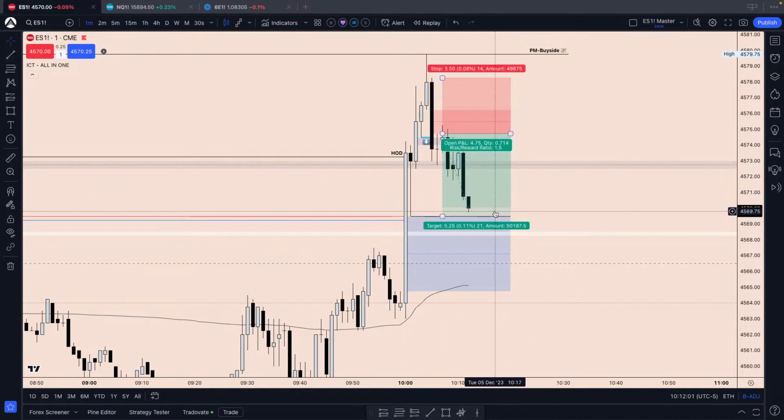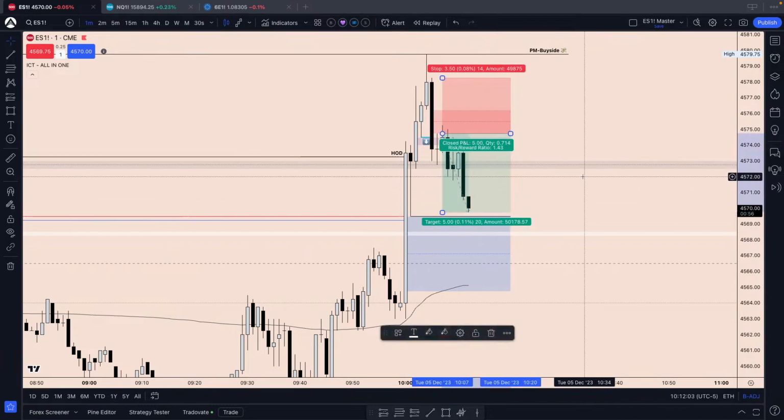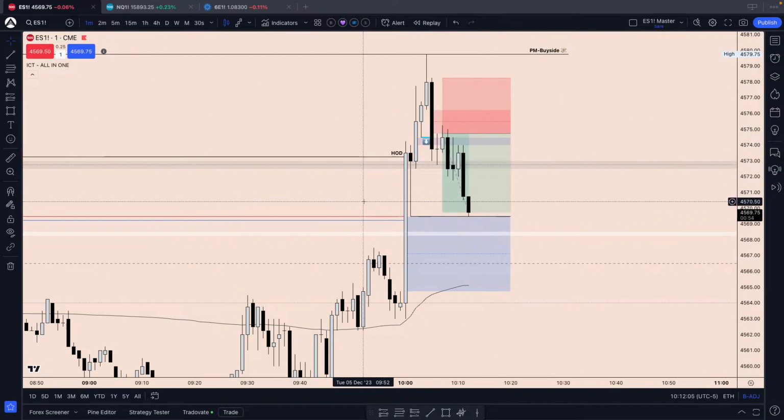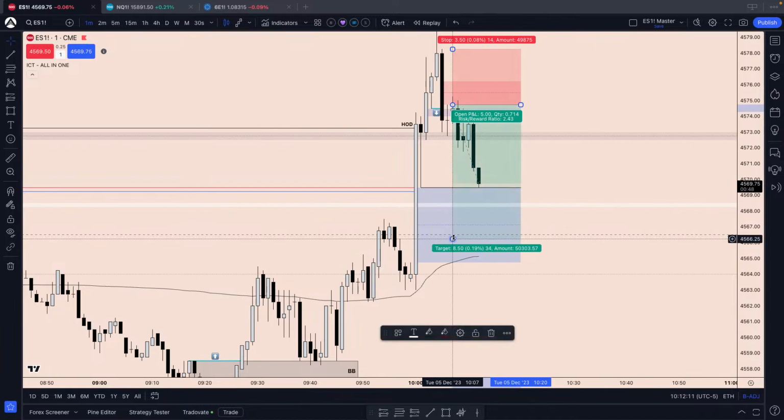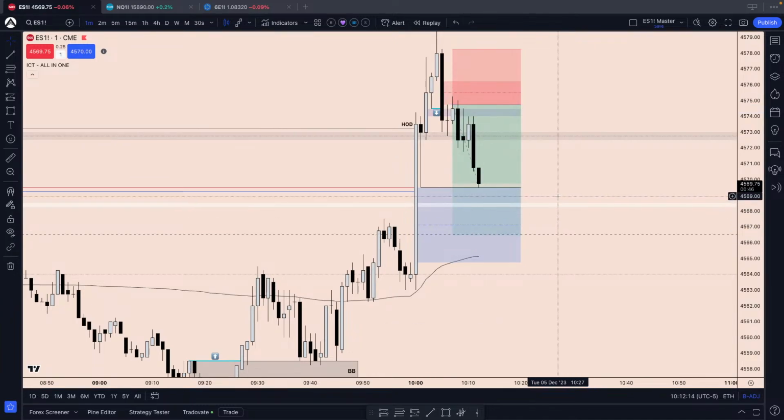Close below the new day opening gap. 5-point target would have been hit. Done. Now let's see how deep we can retrace. We have 2 more minutes on a 15-minute candle. Midnight level would be the next target.